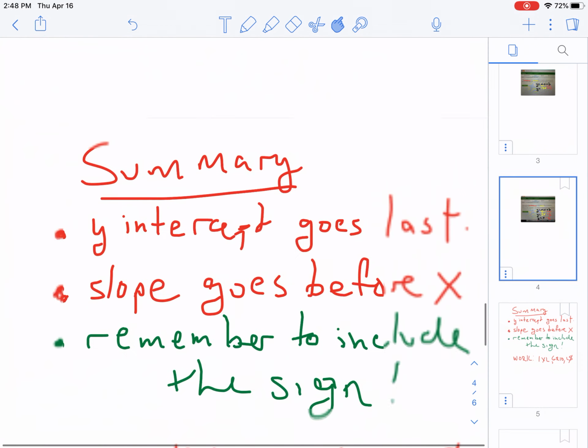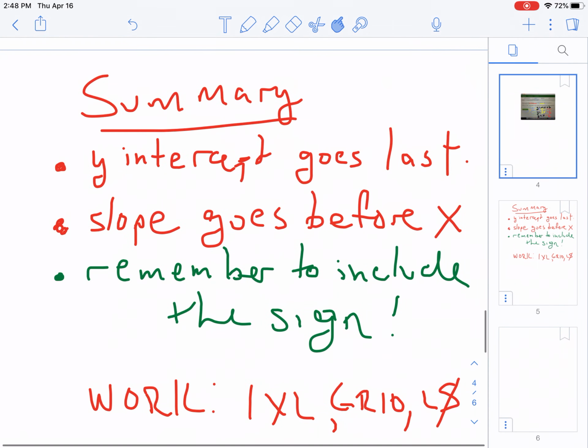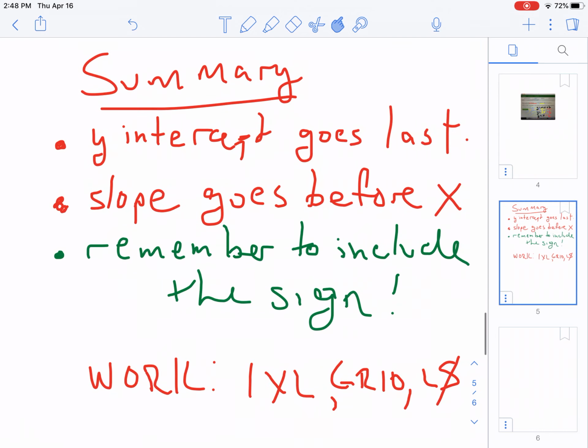Okay, in summary, remember that the y-intercept goes last, the slope goes before the x, and remember to include the sign. So if the sign is negative, you have to include the negative sign, or if the sign is positive, include the positive sign. All right, your work for today is IXL grade 10 L8.